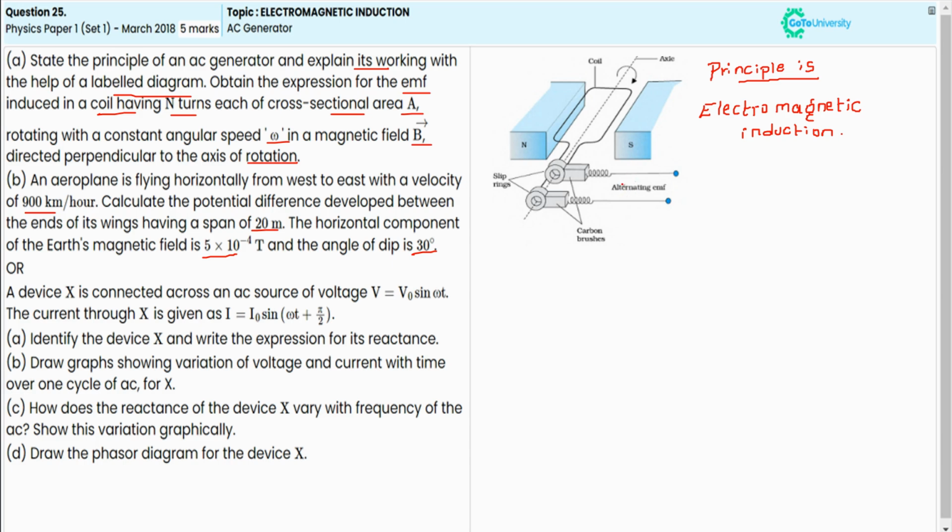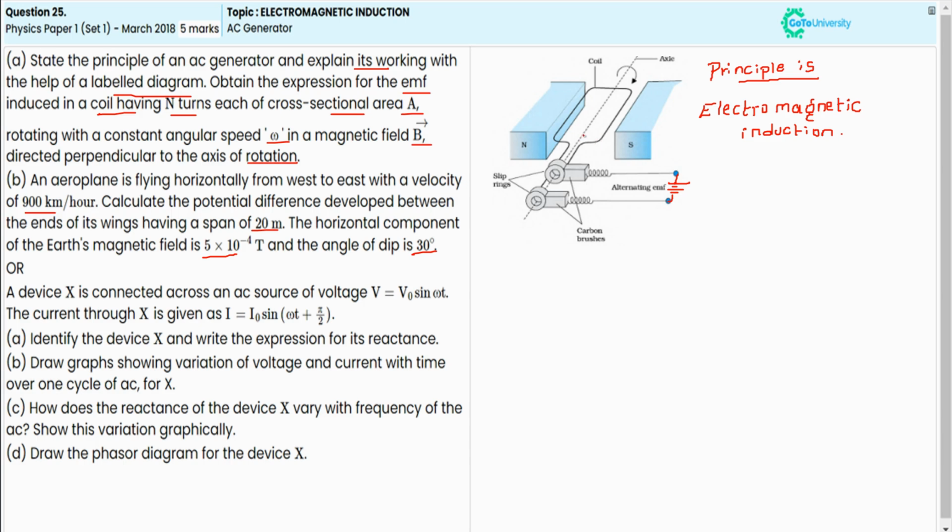Instead of a wire, if you place a coil here and this coil is rotated, an alternating EMF will be generated. It is connected through the slip rings and the carbon brushes. If we connect it to a battery, the electric charge will be stored, or if you connect it to any electronic devices, they will work. This is the simple working of an AC generator.